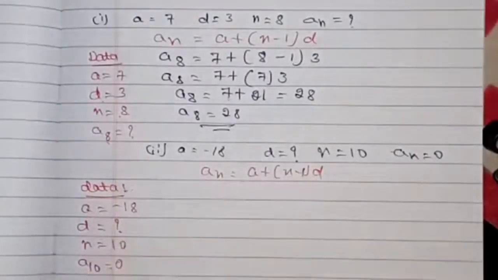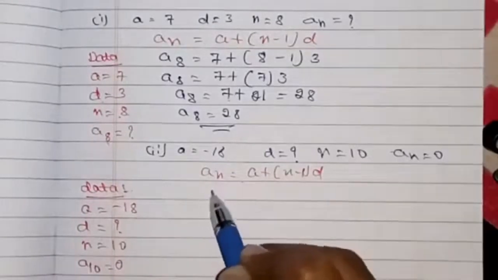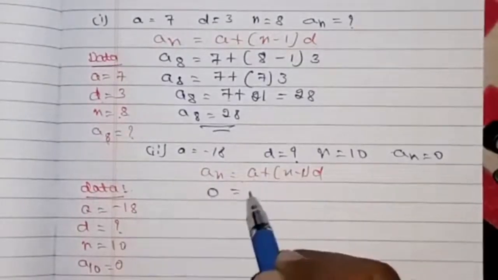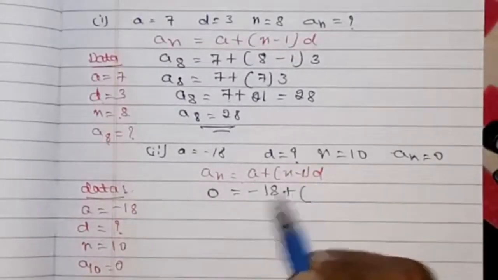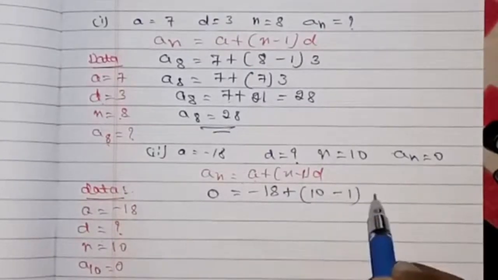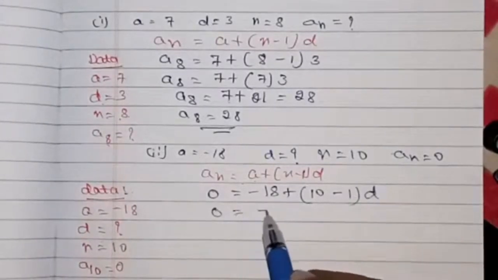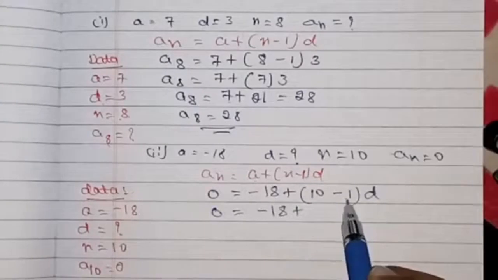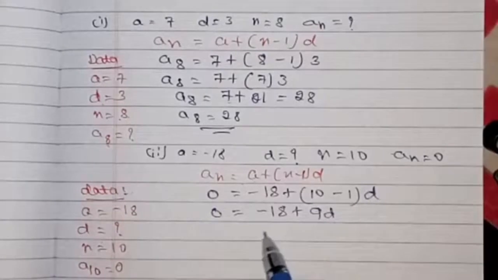Now an is 0, so therefore just apply the values in the place of an and d. So an is 0, equal to a is minus 18, plus n is 10 minus 1 into d, which we need to find out. Now here keep the 0 as it is, minus 18 as it is, plus 10 minus 1 is nothing but 9 into d is 9d. Now 0 is equal to minus 18 plus 9d.